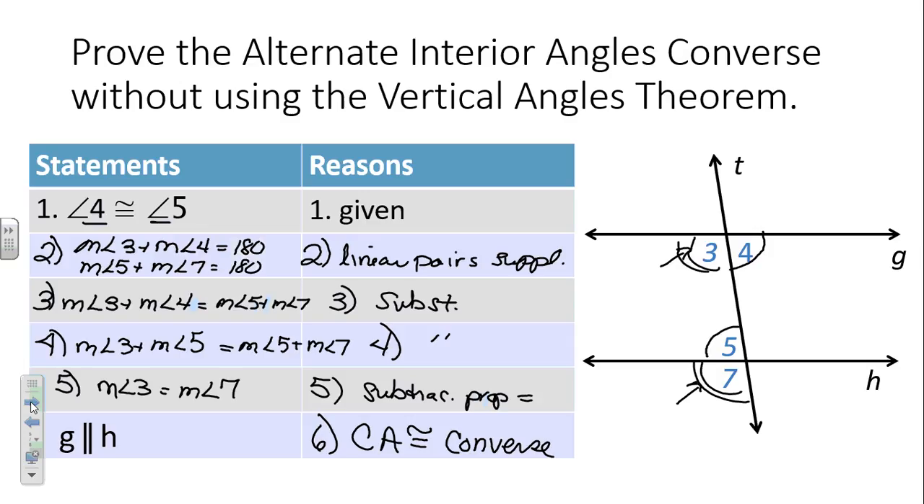Okay. Yep. So that's the corresponding angles. We found out that 3 and 7 were congruent, so that forces those lines to be parallel. And therefore, when 4 and 5 are congruent, we now have proven alternate interior angles converse.